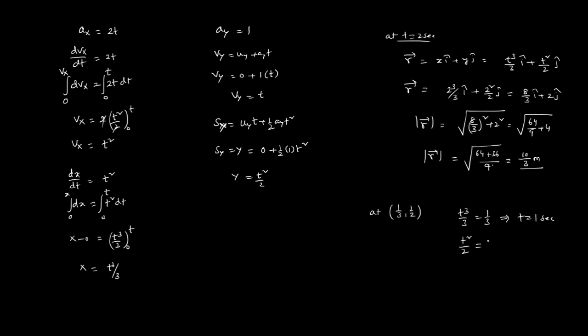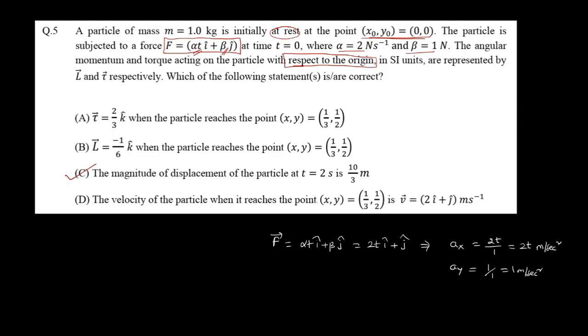t square by 2 is the y coordinate that I am using, written as 1 by 2. Then the t value is 1 second. That means when the particle is at 1 by 3, 1 by 2, the time is 1 second. So they are asking the velocity at 1 second. The particle is at 1 by 3, 1 by 2 means the time taken is 1 second. So at t = 1 second, what is the velocity?